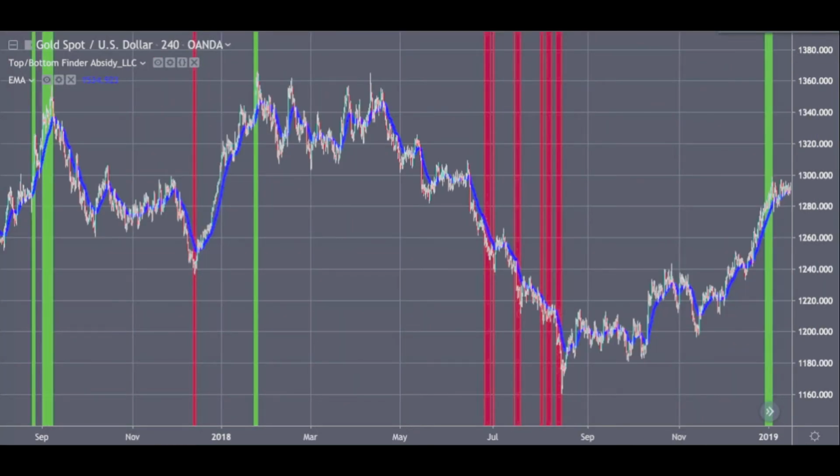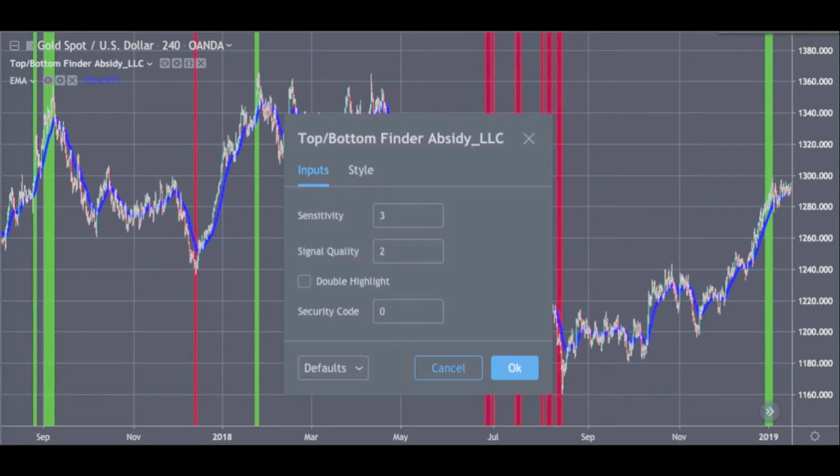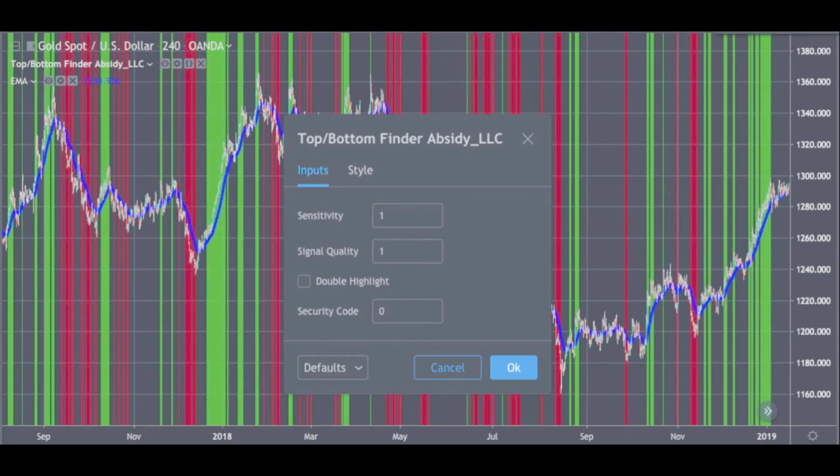Next, here's an example of the 4-hour charts on gold from September of 2017 until the beginning of 2019. We're using the same settings as we did last time, with a sensitivity of 3 and a signal quality of 2. Now, a lot of gold traders might not be satisfied with how infrequently the top and bottom finder gives signals on these settings. To adjust this, simply decrease the sensitivity to 1 and decrease the signal quality to 1 and check double highlights.